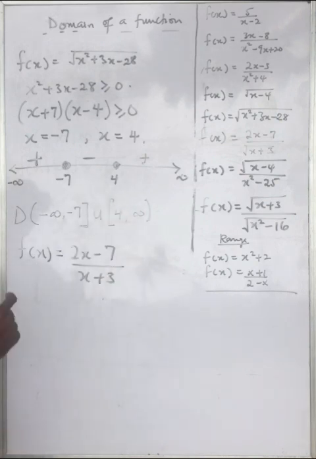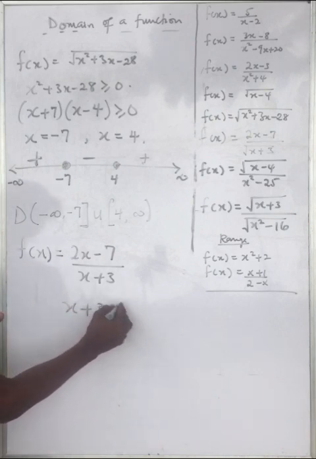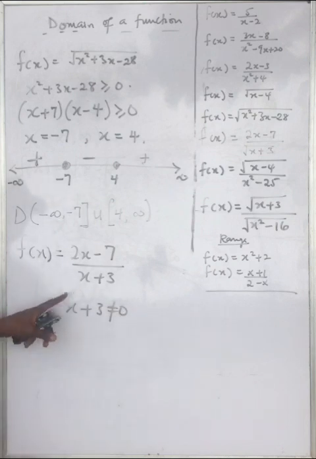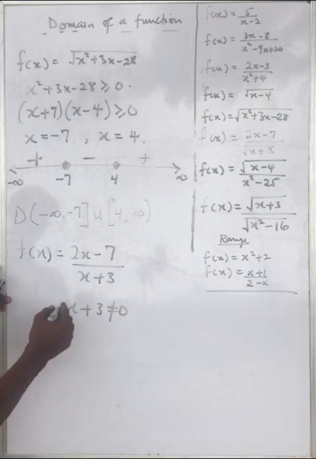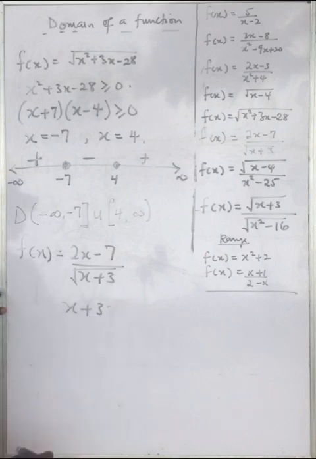So the domain of this function will be very simple. Just equate this one to 0. It's not equal to 0, okay? Because you can't have... okay, this is a square root. So since it is a square root, it's going to take a different approach.